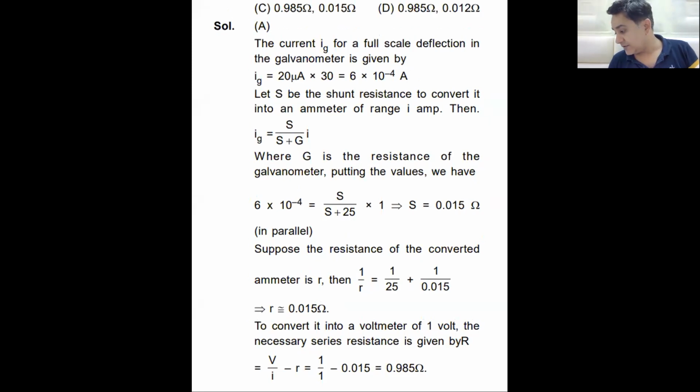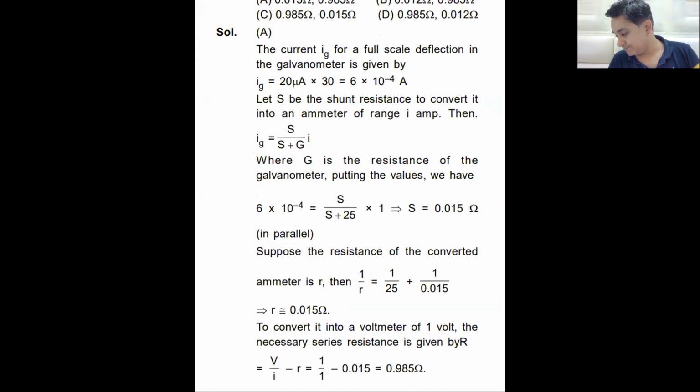It is given that it has a current sensitivity of 20 microampere per division. Yes or no? Yes, sir. And there are 30 divisions given. Yes or no? Yes, sir. So from here, you just get the value of Ig.